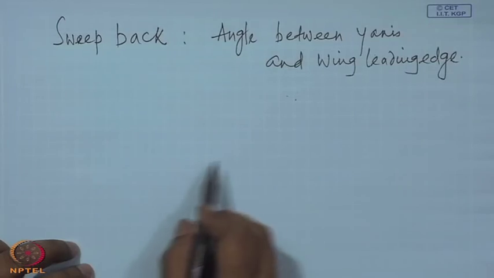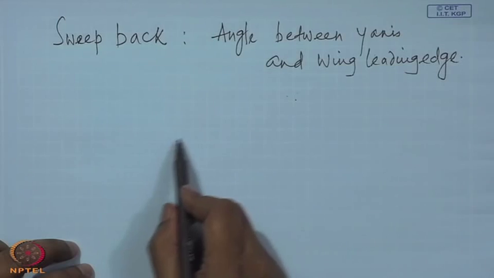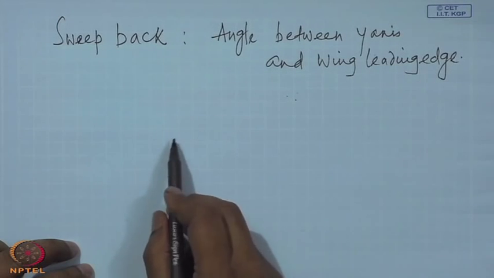Let us think about a mid chord location, that is, at every section on the wing we locate the mid chord and then join it by a line, then we get a mid chord line. Again, let us consider one particular wing cross section only.